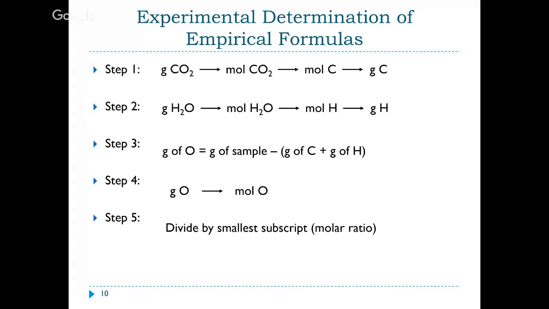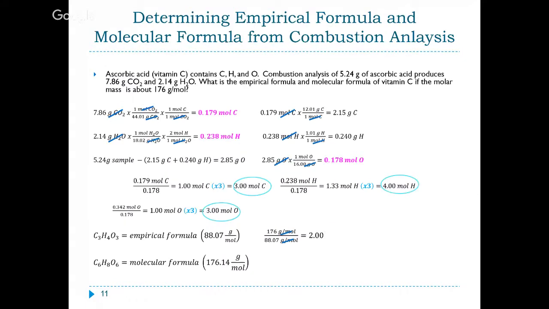So an example of this. Ascorbic acid, which is also known as vitamin C, contains carbon, hydrogen, and oxygen. Combustion analysis of 5.24 grams of ascorbic acid produces 7.86 grams of CO2 and 2.14 grams of water. What is the empirical formula and molecular formula of vitamin C if the molar mass is about 176 grams per mole? So we start with finding carbon.